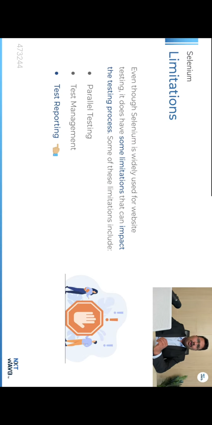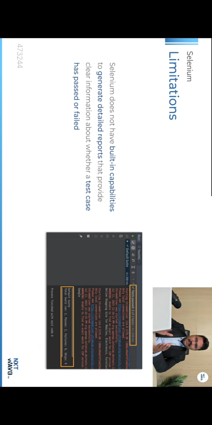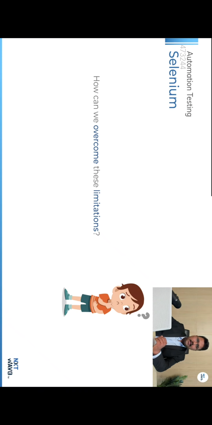Okay, moving on, let's talk about test reporting. When we generally run small tests, we can mentally keep a note of what tests were successful and what failed. But as we move ahead with larger test scenarios, it becomes very hard to keep track of things. Obviously, right? So Selenium does not have any kind of built-in capabilities to generate detailed reports that provide clear information about whether a test case has passed or failed. So this is another limitation.